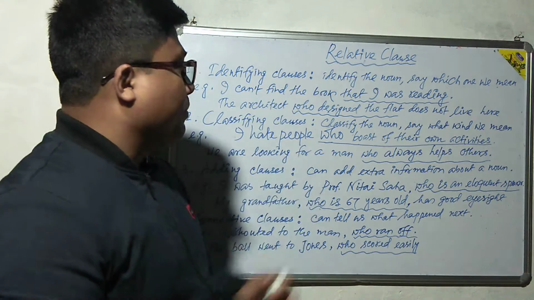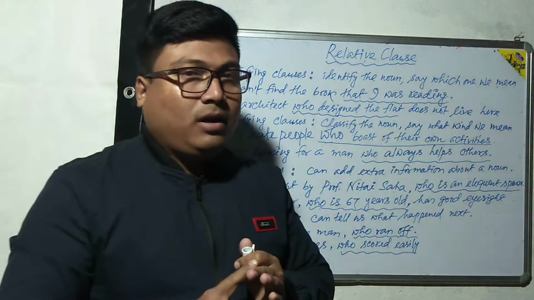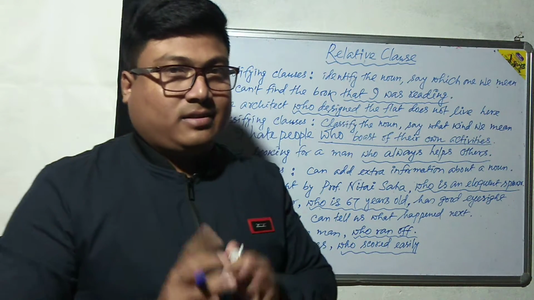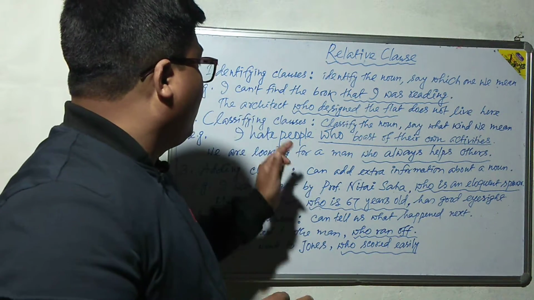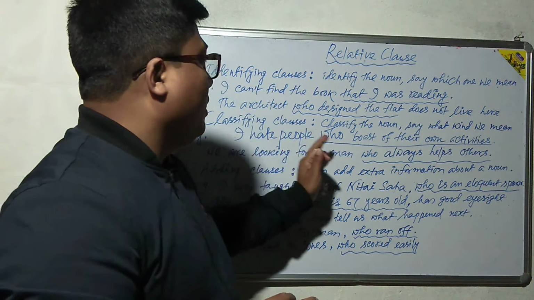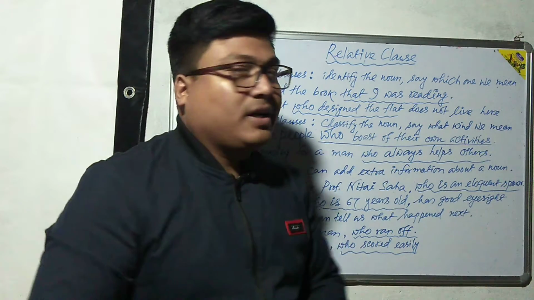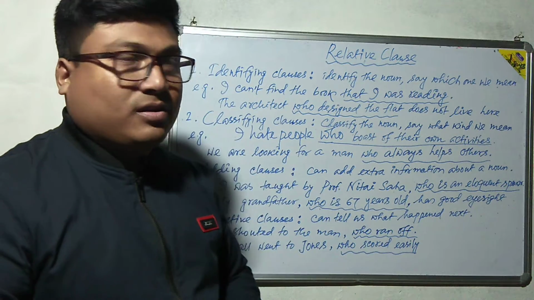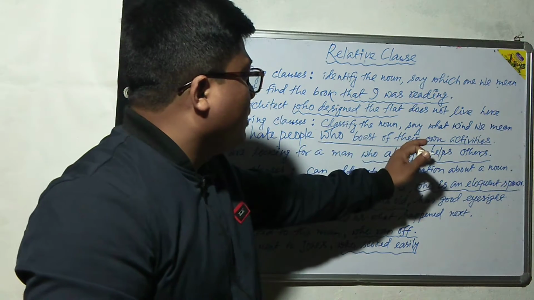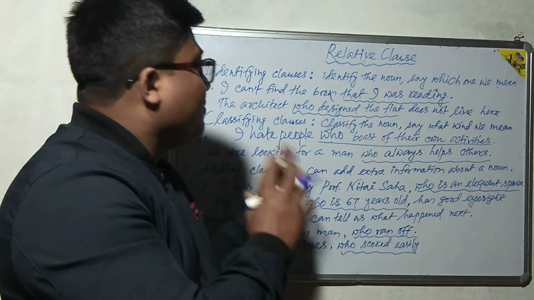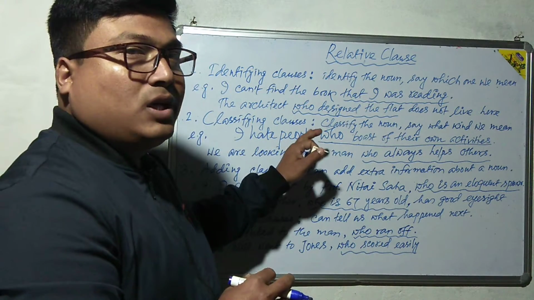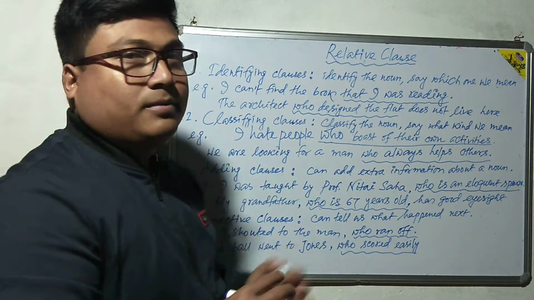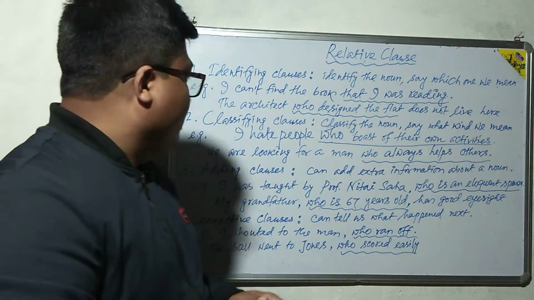I hate people. What kind of people do I hate? I hate people who boast of their own activities. So, this clause helps to classify the noun. The noun here is people.